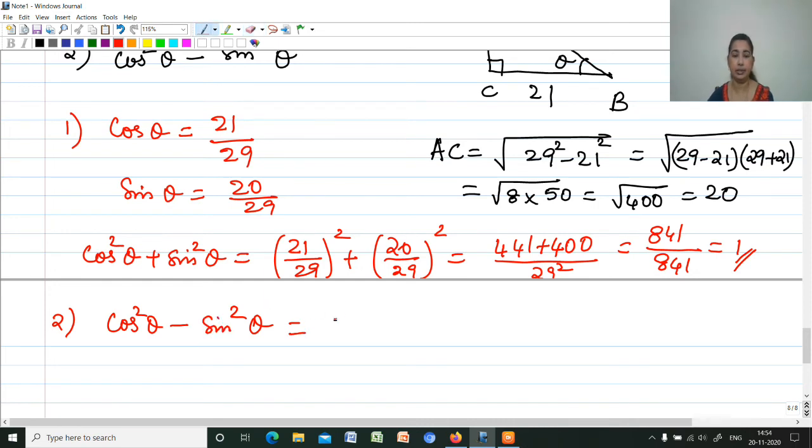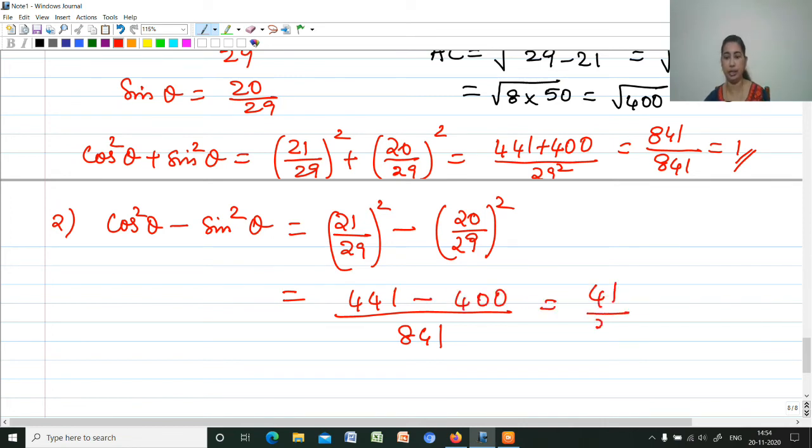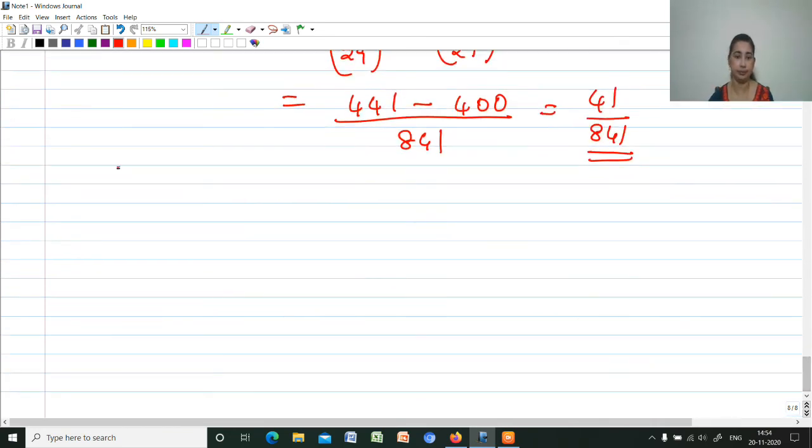And cos square theta is (21/29) whole square minus sin square theta is (20/29) whole square. Denominator, it is common, 29 square, that is 841 in the denominator. Numerator is 441 minus 400, which is equal to 41 by 841. Now next question.